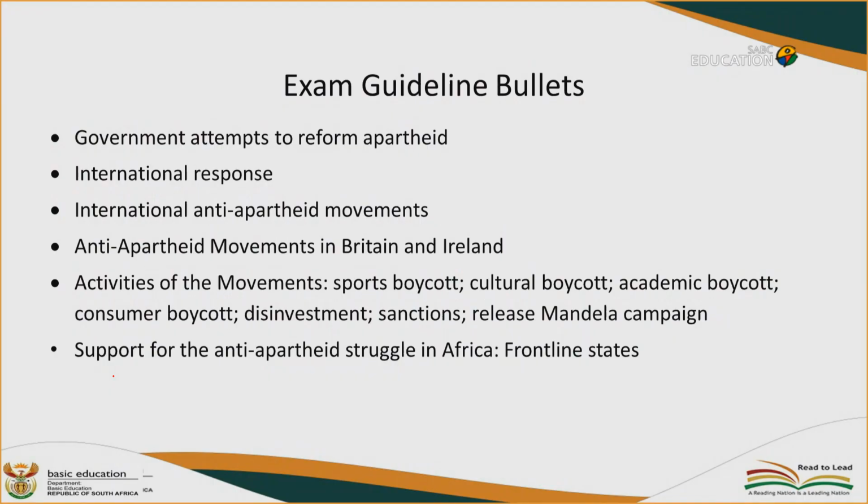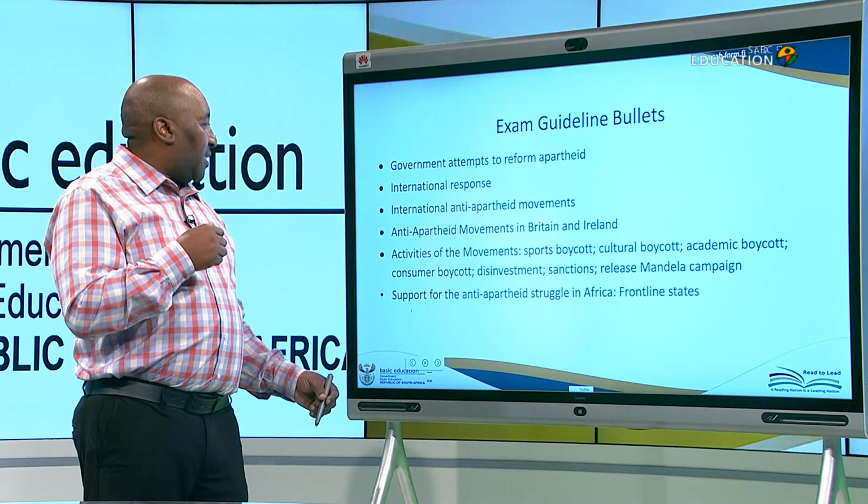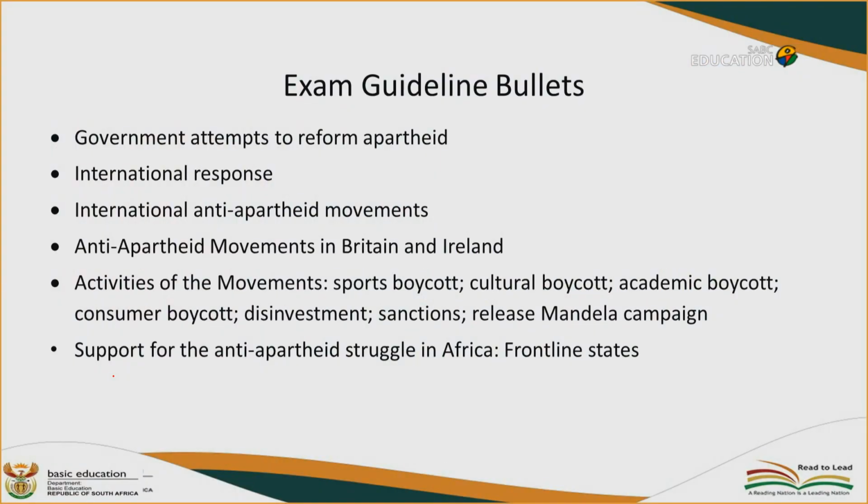Right, for every topic that we treat in the classroom, there are exam guidelines that we need to focus on. Now, the exam guidelines, as you have been having them from the beginning of the year, in paper 2, under this topic, we've got 6 examination guidelines that we must focus on. But we will also zoom in to the topic where the essay will come from. Now, under this topic, the exam guidelines looks at how the apartheid government tried to reform apartheid. Trying to reform apartheid is the first bullet.